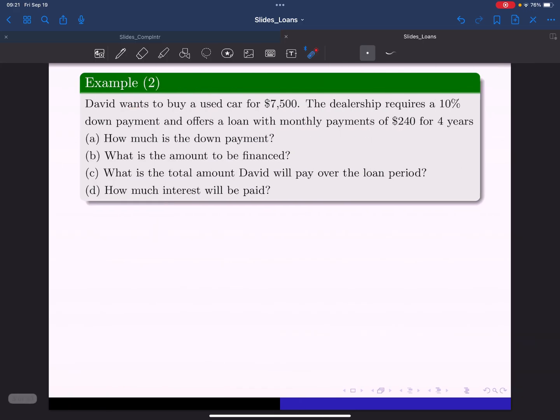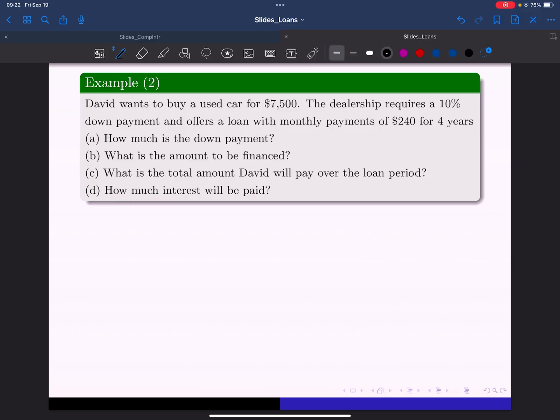Example 2. David wants to buy a used car for $7,500. The dealership requires a 10% down payment and offers a loan with monthly payments of $240 for 4 years. How much is the down payment? What is the amount to be financed? What is the total amount David pays over the loan period of 4 years? And how much interest will be paid?